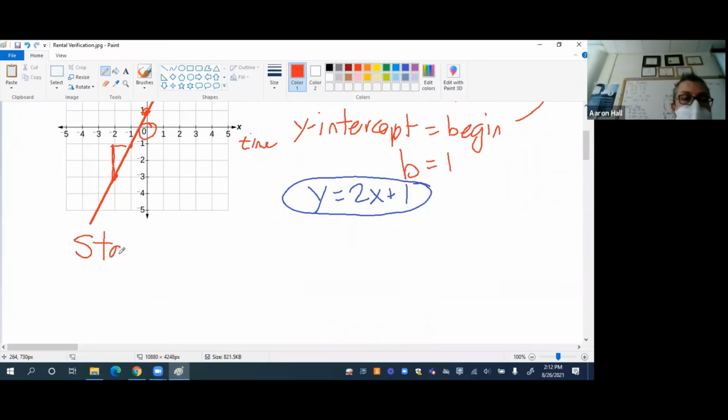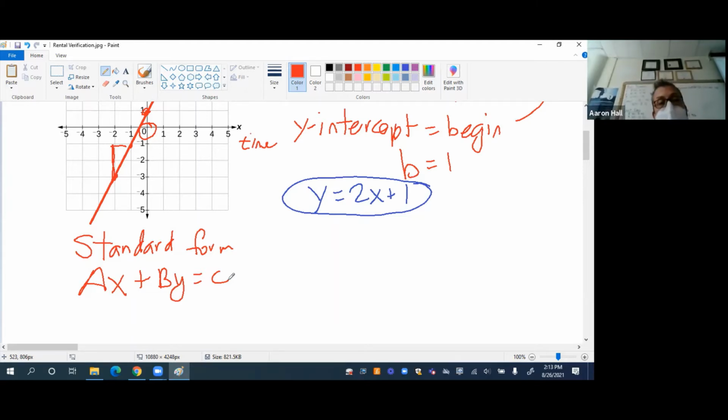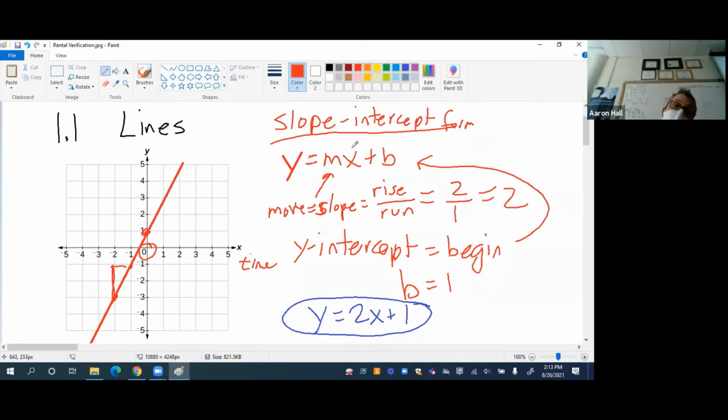So standard form looks like this: Ax plus By equals C. Yesterday in my calculus class, one of my students said, well, that's standard form, but it's not good for anything. And I have to admit that my preference is probably slope-intercept form because it tells us our slope and it tells us our begin or our y-intercept. It tells us a lot of information, and because it's a line, we just draw the line really quick. It seems really straightforward.